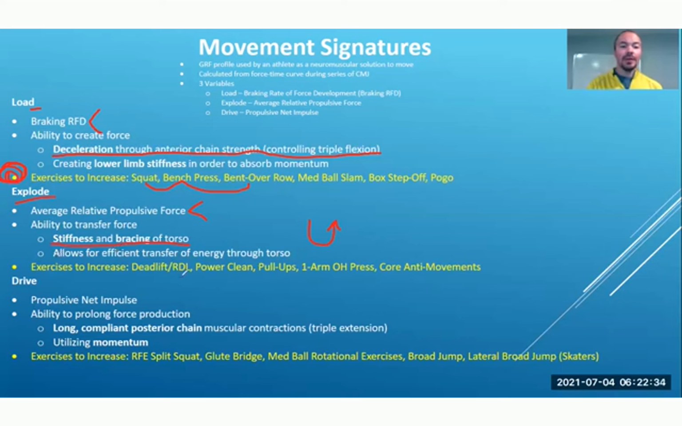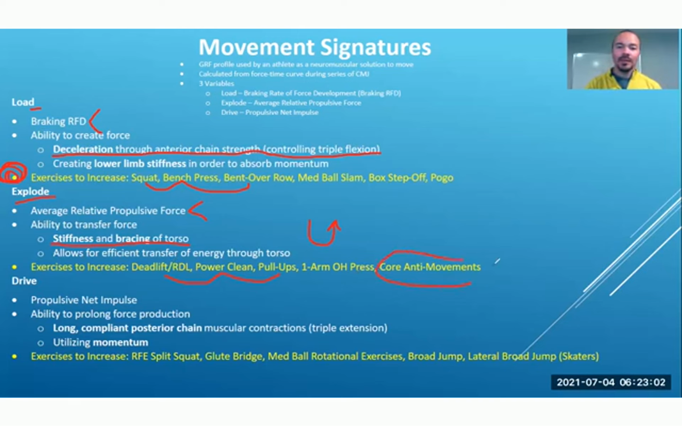It allows for an efficient transfer of energy through the torso. Because remember, our torso, our core doesn't really create energy, it more transfers it. And this is a great example of that. Exercises to increase this are deadlift or RDL, power clean, pull-ups. Those are great exercises because they are so core dependent.